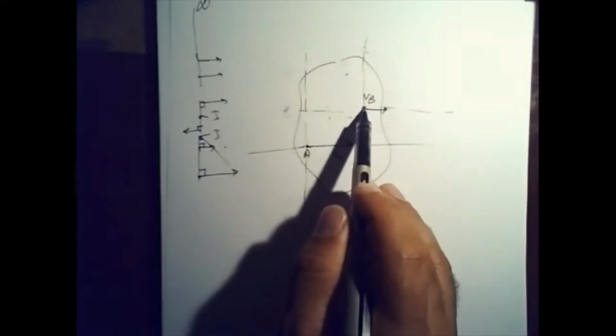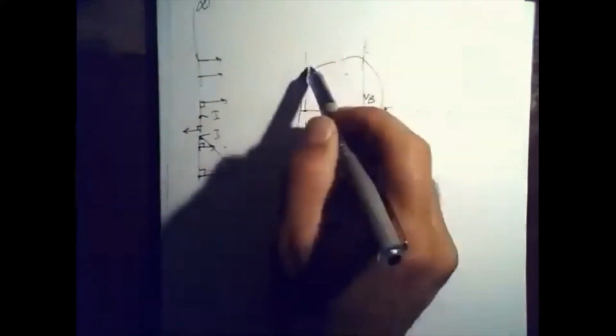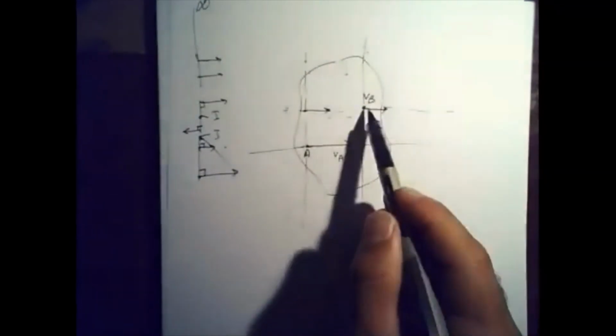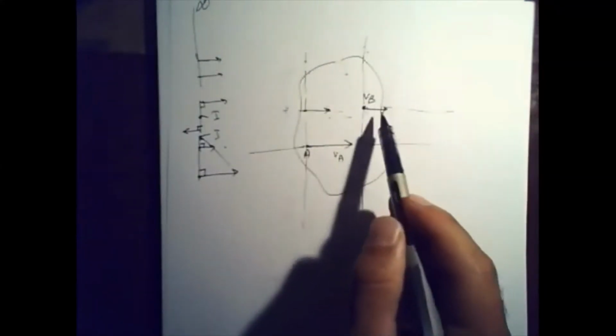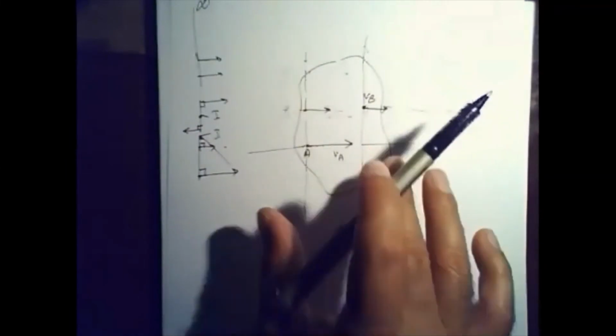For this to make sense, this point actually has to be here. And if VB is here, then yes, you can get the instantaneous center of rotation here. But if VB is here, then this violates the kinematics of rigid body motion. And I want to actually prove it to you guys.